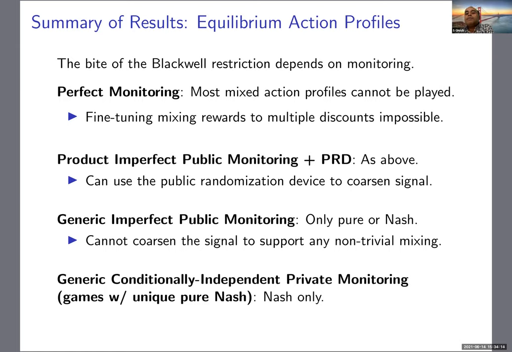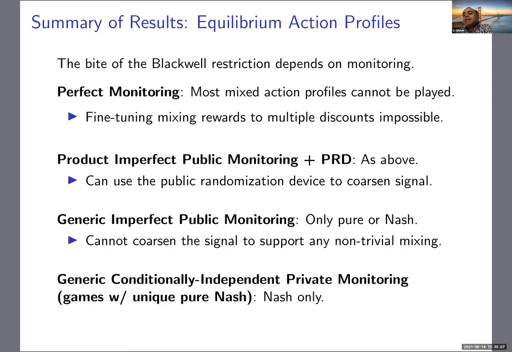Now, when we go from perfect monitoring to imperfect public monitoring with the PRD, we will get similar action profiles as under perfect monitoring, and the public randomization device will be useful. Then we will go to generic imperfect public monitoring without PRDs, and we will see that we can only get pure action profiles or stage game Nash actions. So as we go from perfect monitoring to generic PRD-free imperfect public monitoring, we will not be able to support anything more than pure actions and Nash equilibrium. Pure actions are easy because you can make some incentives strict, right? But any non-trivial mixing is going to be a problem.